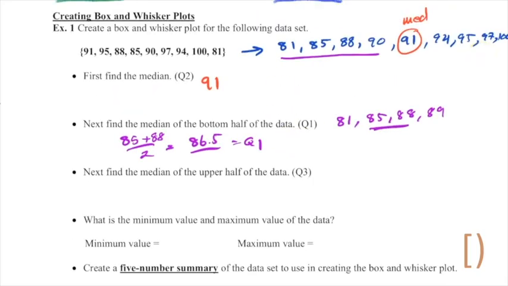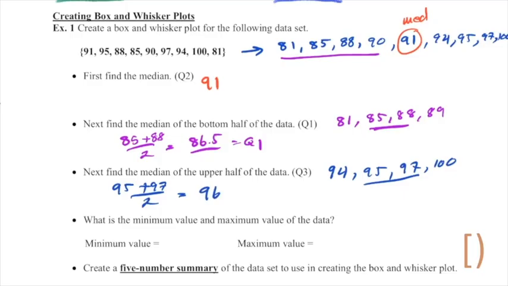Same problem here, where we have an even number. We're going to take the average of the middle 2. Here's our upper quartile. So 95 plus 97 divided by 2. It's 96. That's for Q3. And then our last 2 data points, the minimum and the maximum. Those are the easiest ones. The minimum, lowest value, 81. The maximum, the highest value is 100.